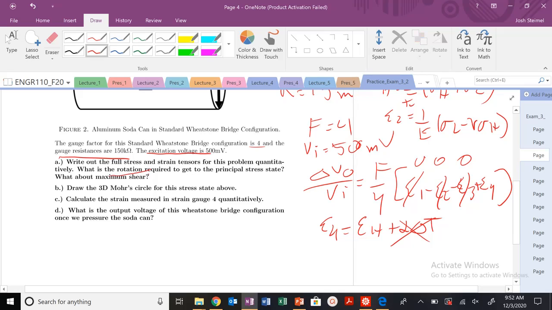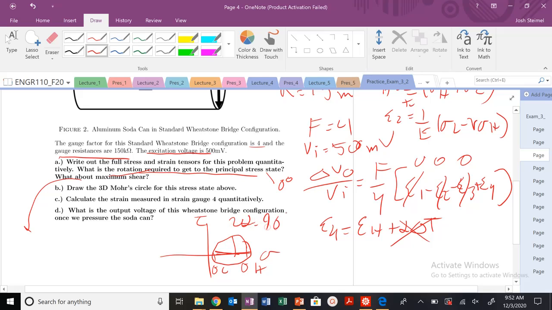What's the rotation to get to the principal stress state? We're already in it, so that's 0 degrees. What about maximum shear? If my Mohr circle looks like this, with tau here, this is sigma H, this is sigma L, and this is the circle, so I'm already here. I need to rotate 2 theta equal to 90 degrees to get to my maximum shear stress. So theta is going to be equal to 45 degrees, clockwise or counterclockwise.